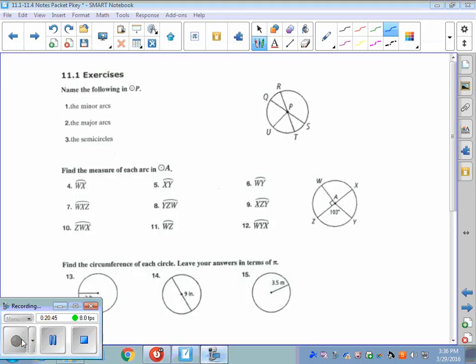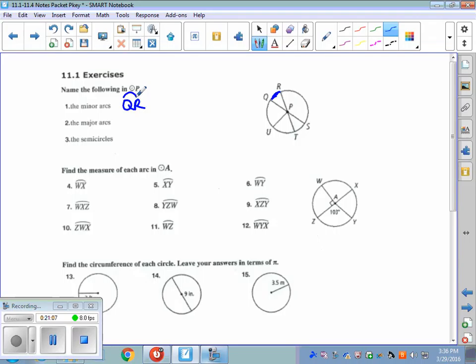Guys, let me make this a little simpler for you. Number one says, they want you to name a minor arc. There's more than one answer, so let's get one. Give me one minor arc. All right, QR. Okay, good. I'm going to highlight that, okay? So put QR here. And then put an arc over it.